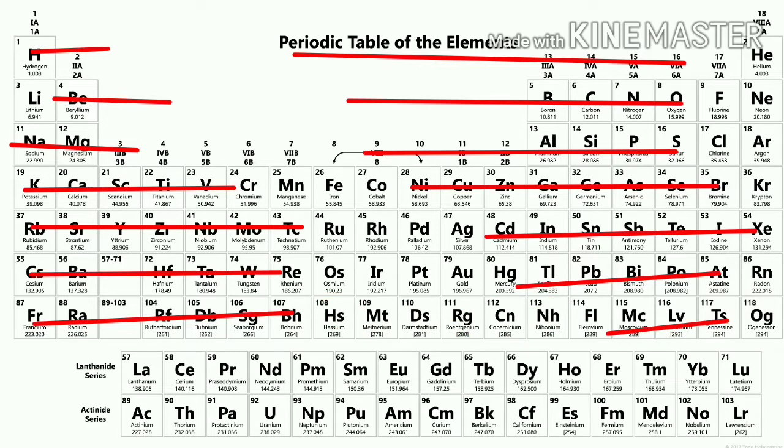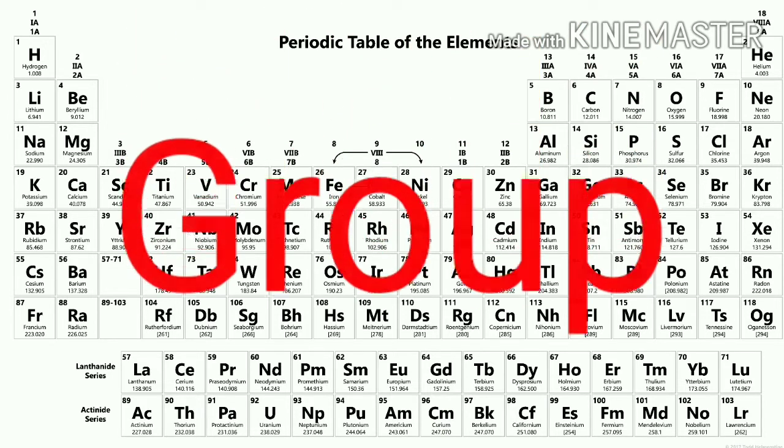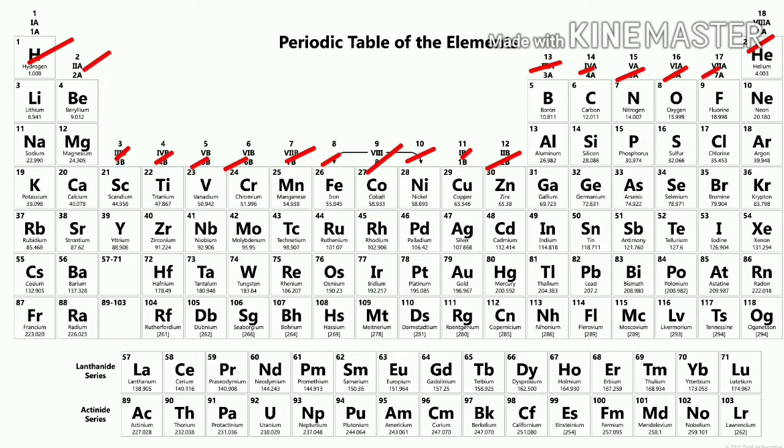Since there are 18 columns, and the columns are numbered as groups, that means there are 18 groups: group number 1, group number 2, and like that you can number all the groups as 1, 2, 3, 4, 5, 6, 7, 8 up to the 18th group.